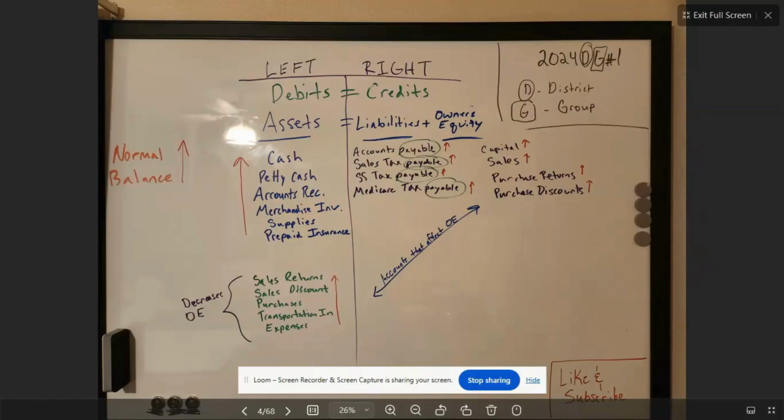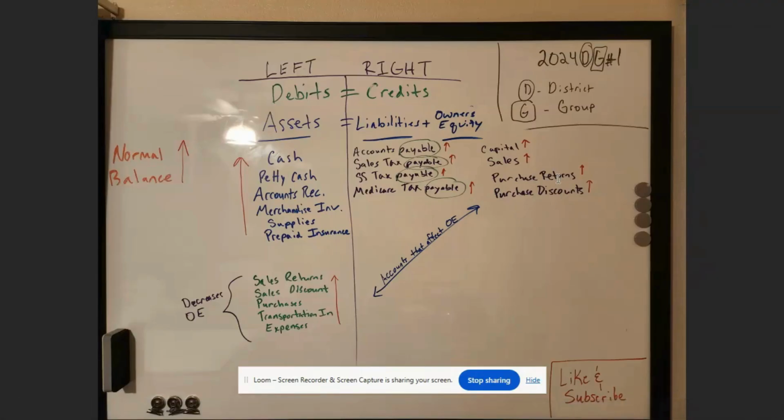Purchases, anytime we purchase inventory, that's going to decrease owner's equity. Now let's move back over to the credit side. So purchase returns and purchase discounts, they're similar to sales. If we purchase from a vendor and we return something, that's going to increase owner's equity. And if we get a discount from the vendor, say because we paid them early, that's going to increase owner's equity.